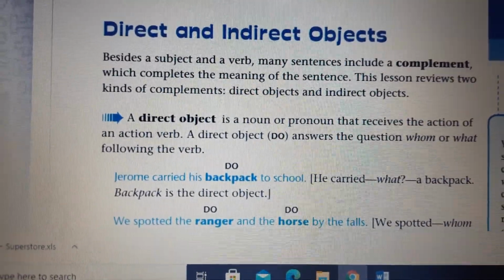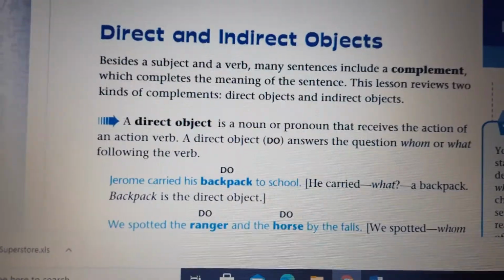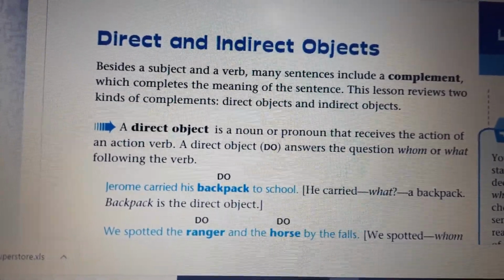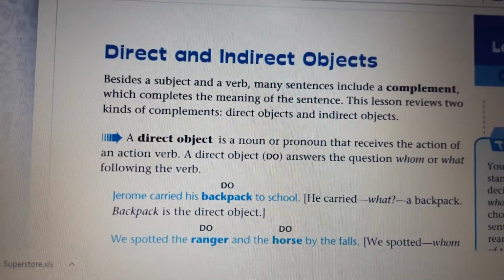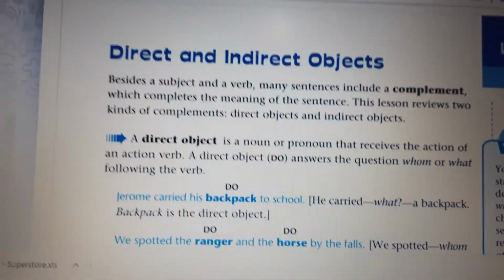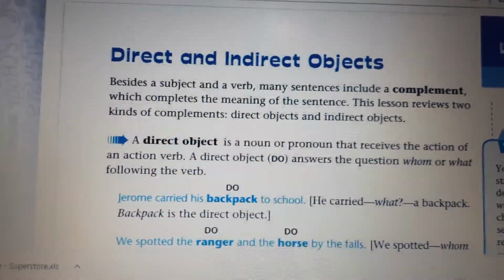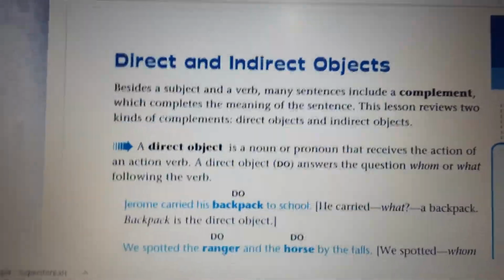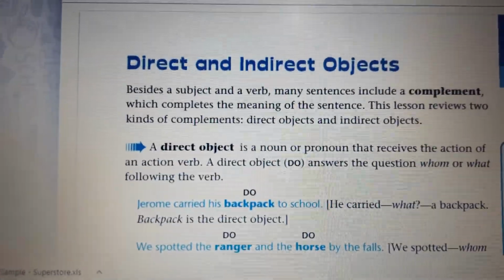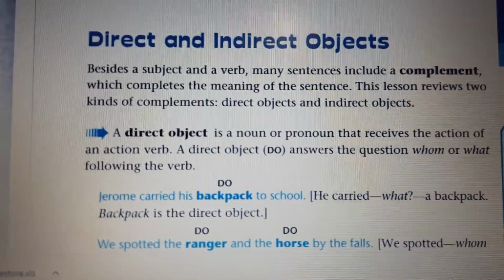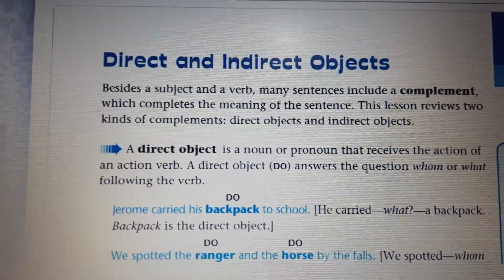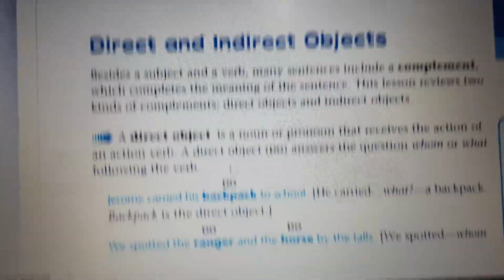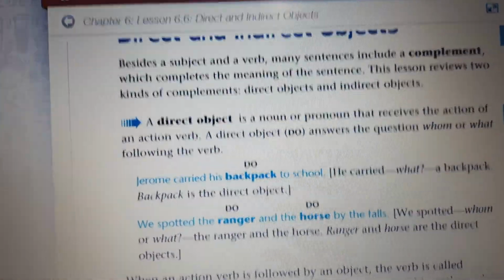Let's see the first example here. Jeremy carried his what? We have a subject and a verb. His what? His backpack to school. So his what? The answer for this is backpack. So backpack is a direct object. Okay? Easy, no? What do you think? So easy. You just have to make a question and make an answer for it, using whom or what.